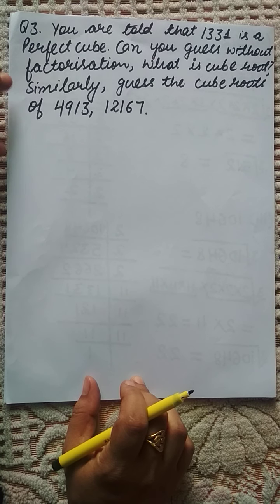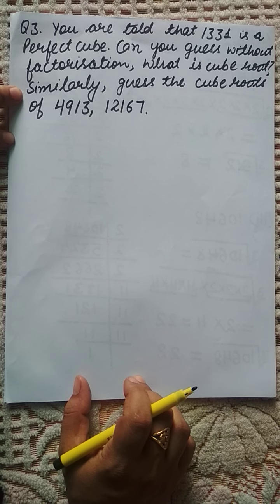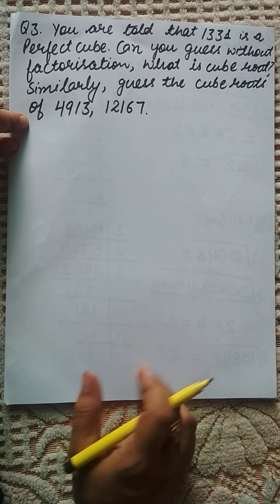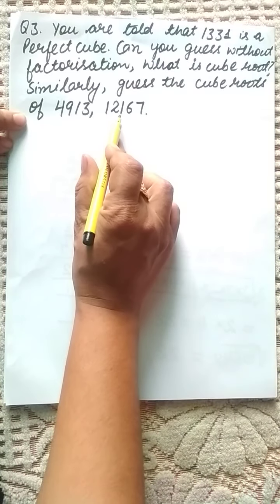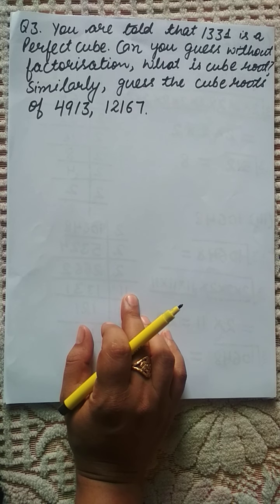Next is question number 3. You are told that 1331 is a perfect cube. Can you guess without factorization what is the cube root? Similarly, guess the cube roots of 4913 and 12167. In this question, we are not to find the cube root of the given number by prime factorization. Here we will use the estimation method.